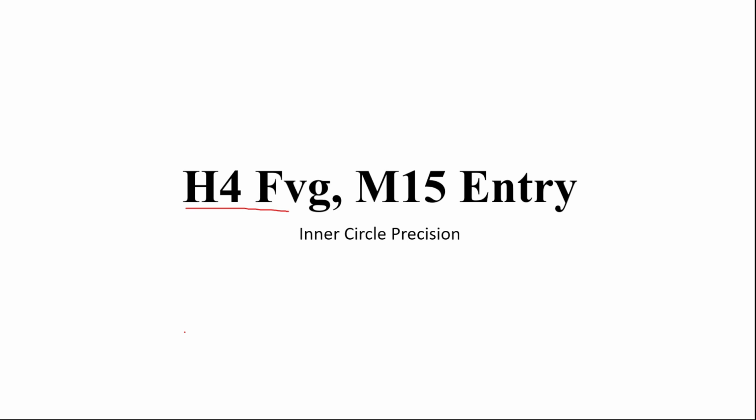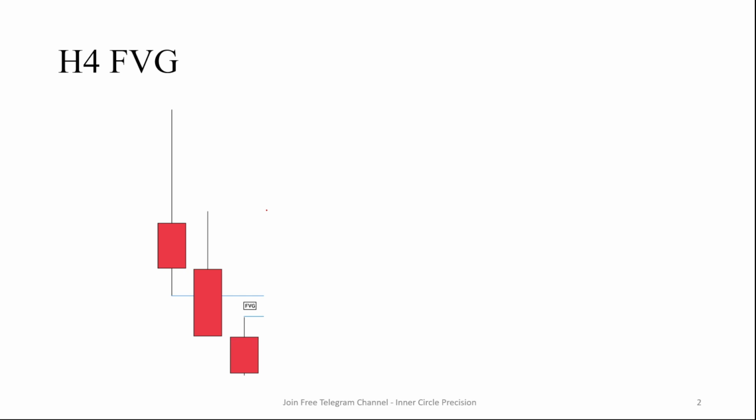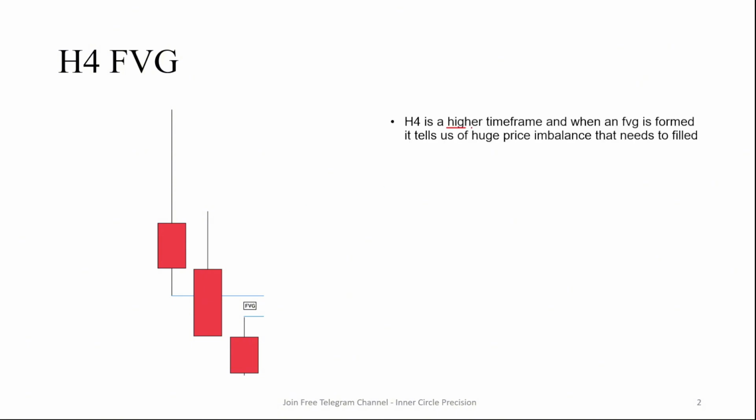In this video, you're going to learn about an H4 fair value gap and an M15 entry. Basically, a fair value gap is a gap that is issued between two candles that are fast-paced, and this shows price imbalance which is later going to be filled. So H4 is a higher time frame, and when an FVG is formed, it tells us of huge price imbalance that needs to be filled later. Definitely, the market will try to fill this and then probably continue with its initial trend.